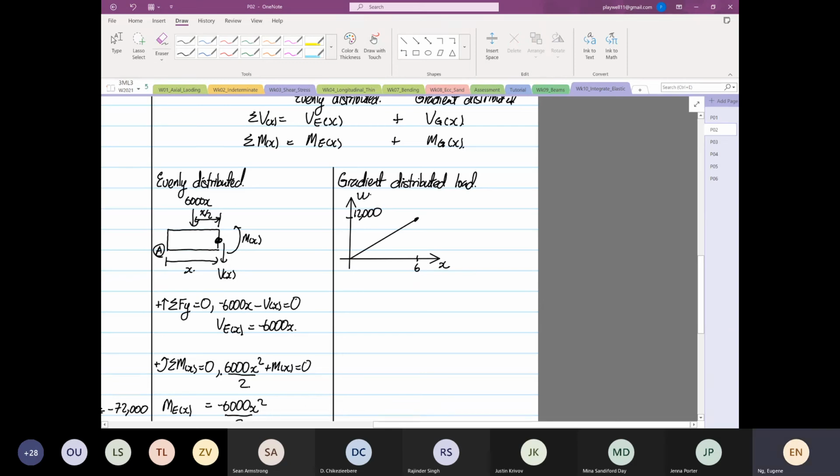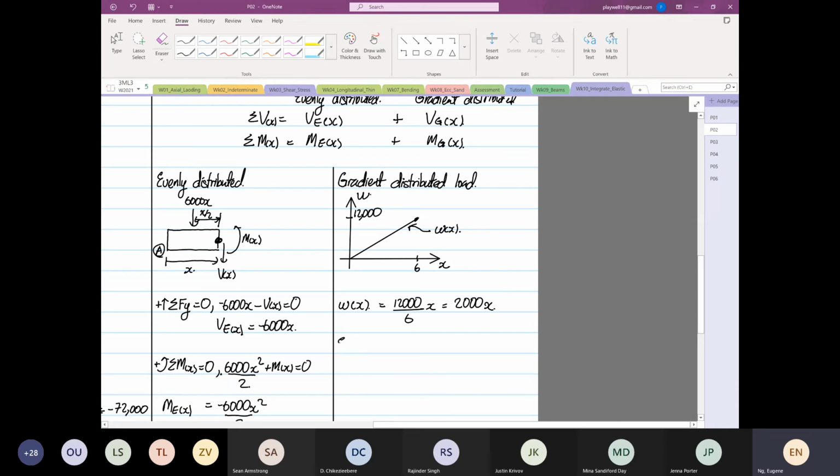Okay, so this is a distributed load. We have to find what omega is as a function of x. We know this already, right? So omega as a function of x is equal to 12,000 divided by 6 times x. So this is our 2,000x.